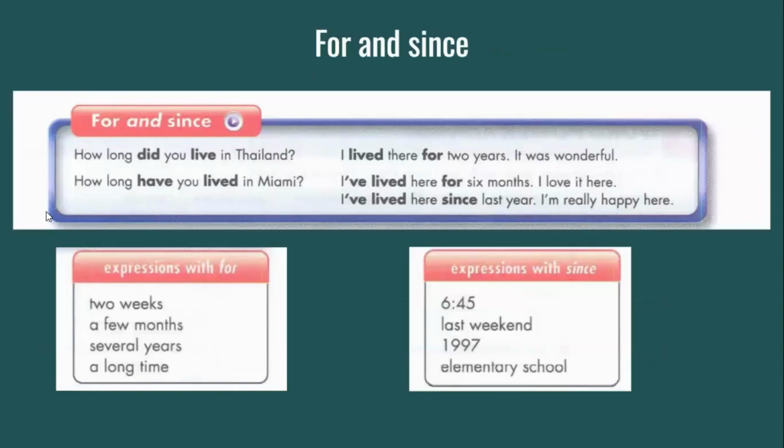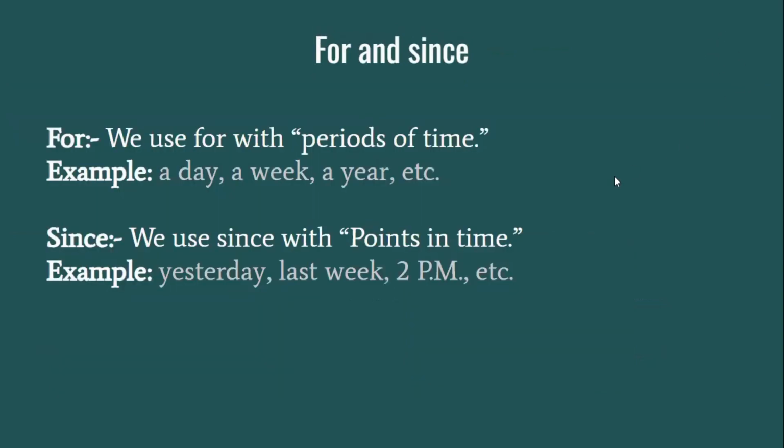After that, we have something called for and since. We use for and since with these tenses again. So we will look at when we use for. We use it when we talk about a period of time. For example, I was occupied for a day. I was occupied for a week.